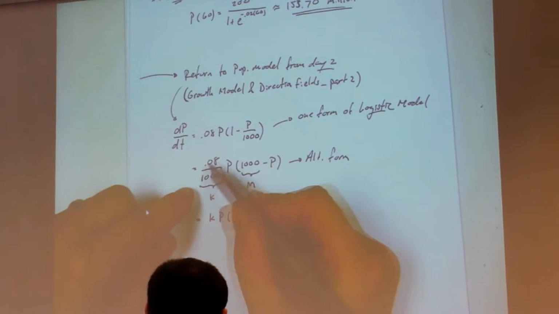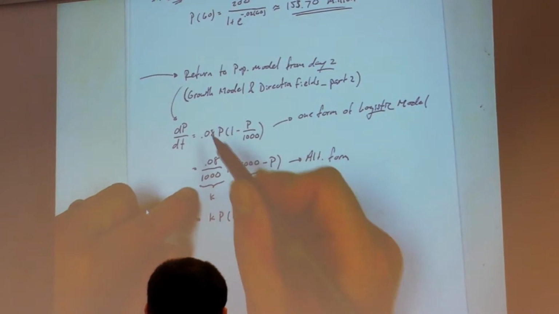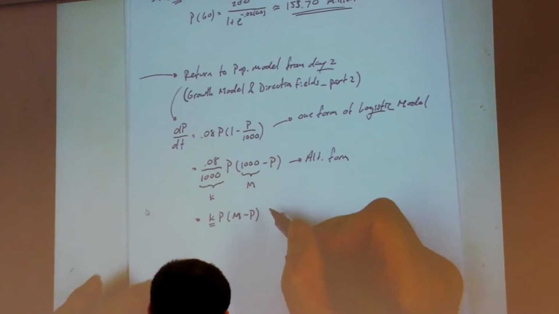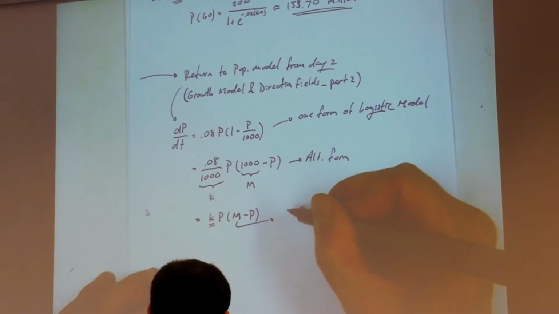So those constants are different. The constant here is not the same as the constant in this form of it, but we can collect those and call it a constant, and I can always write m minus p. So m represents the carrying capacity.